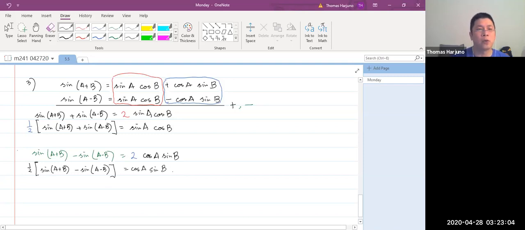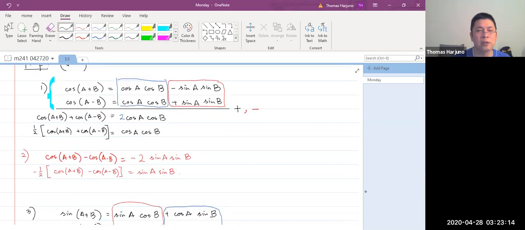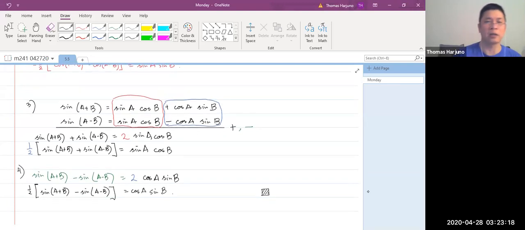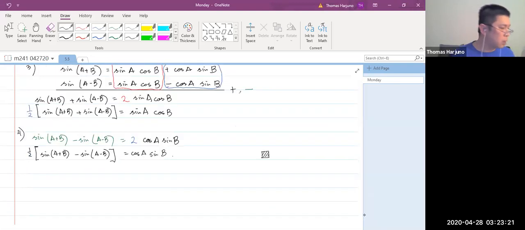Okay, that's for formula number 4. So I basically prove a pair using the cosine sum and cosine difference, and another pair by sine sum and sine difference. Now, how to use this? Again, the assumption is you use your notes, so I don't need you to memorize this formula, but you still need to know how to use this formula.